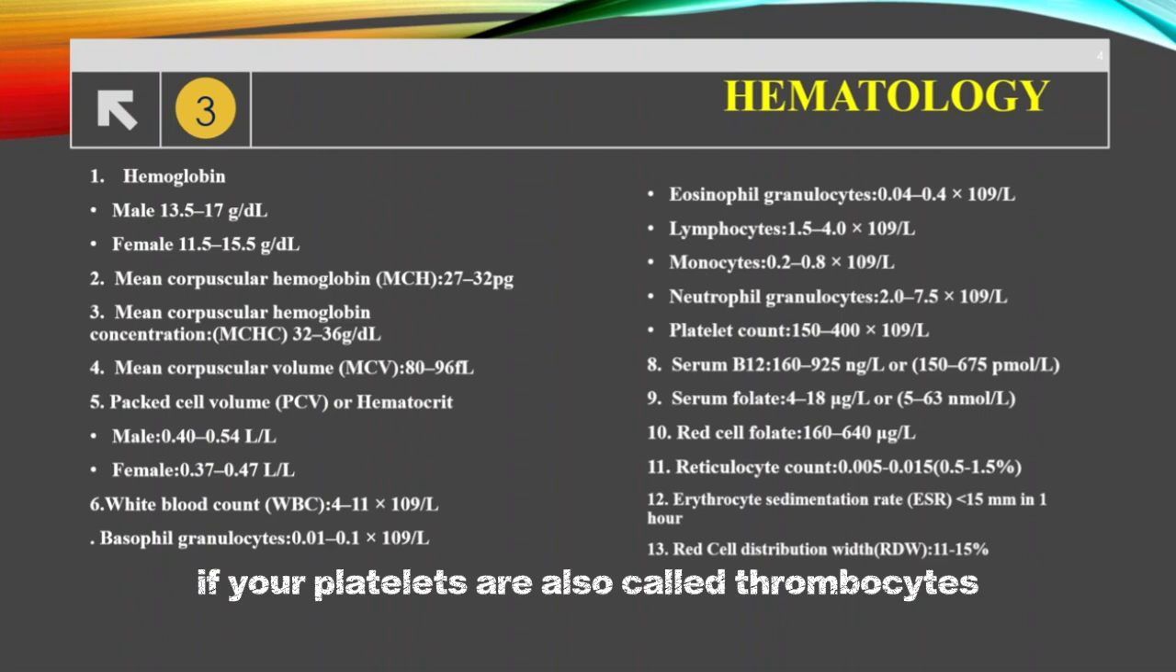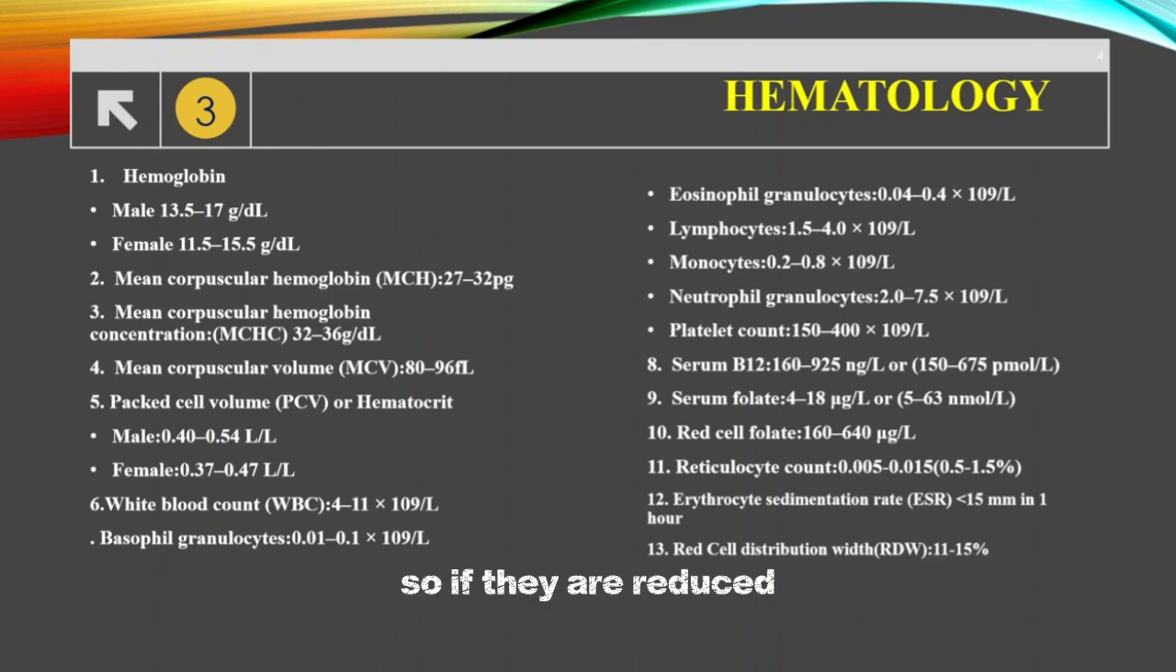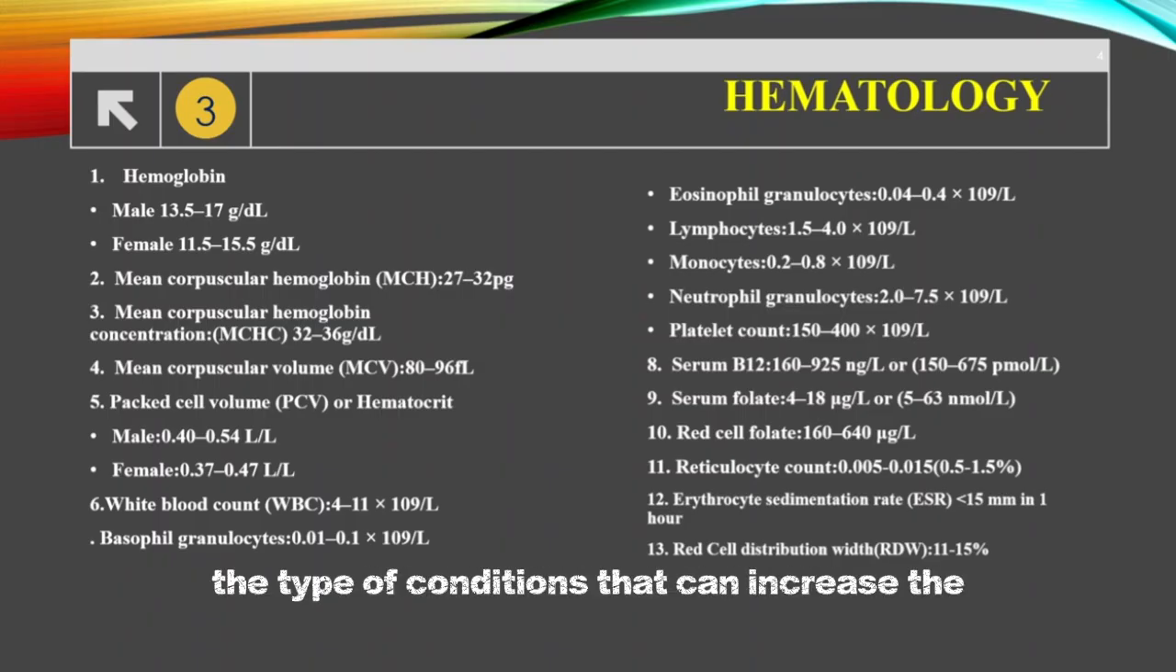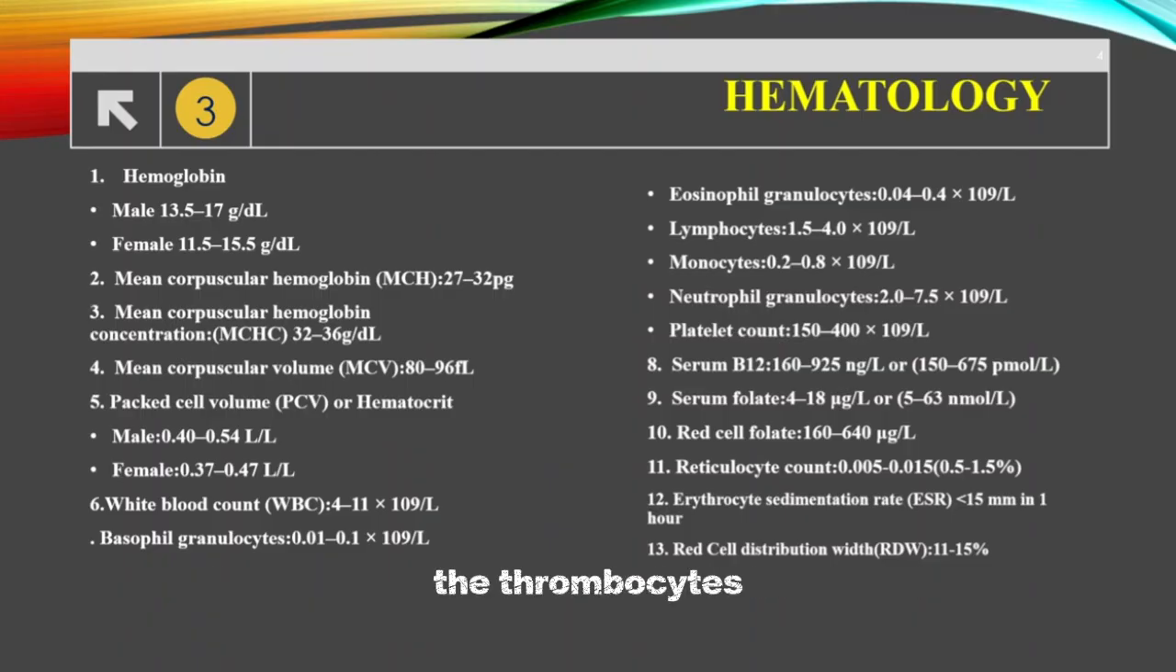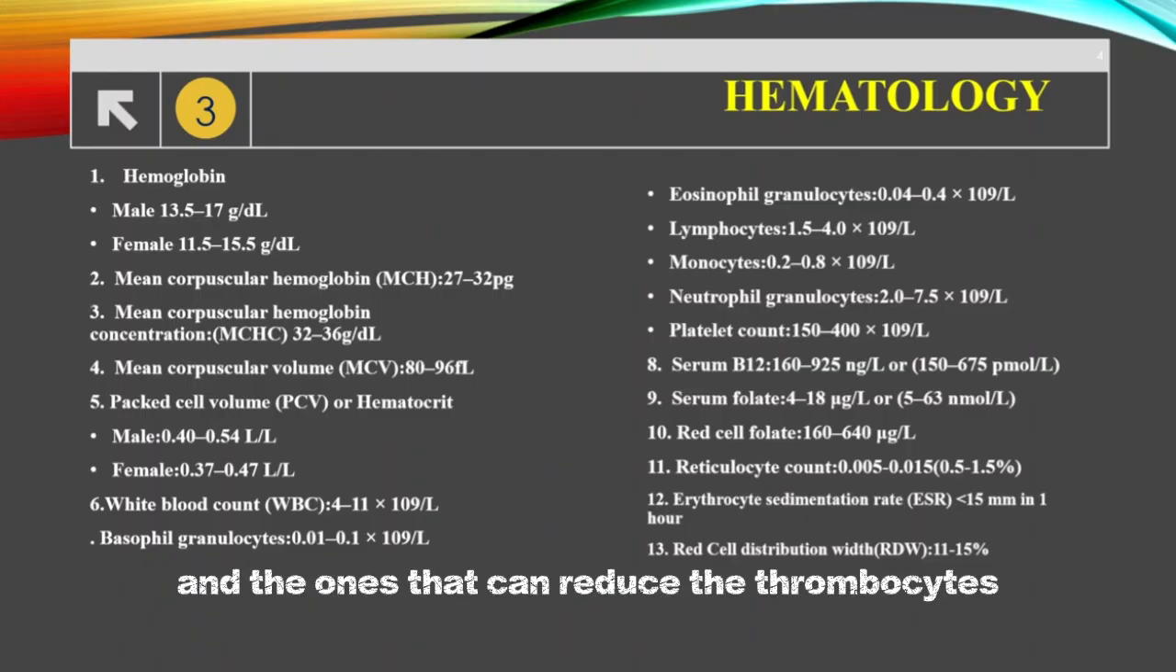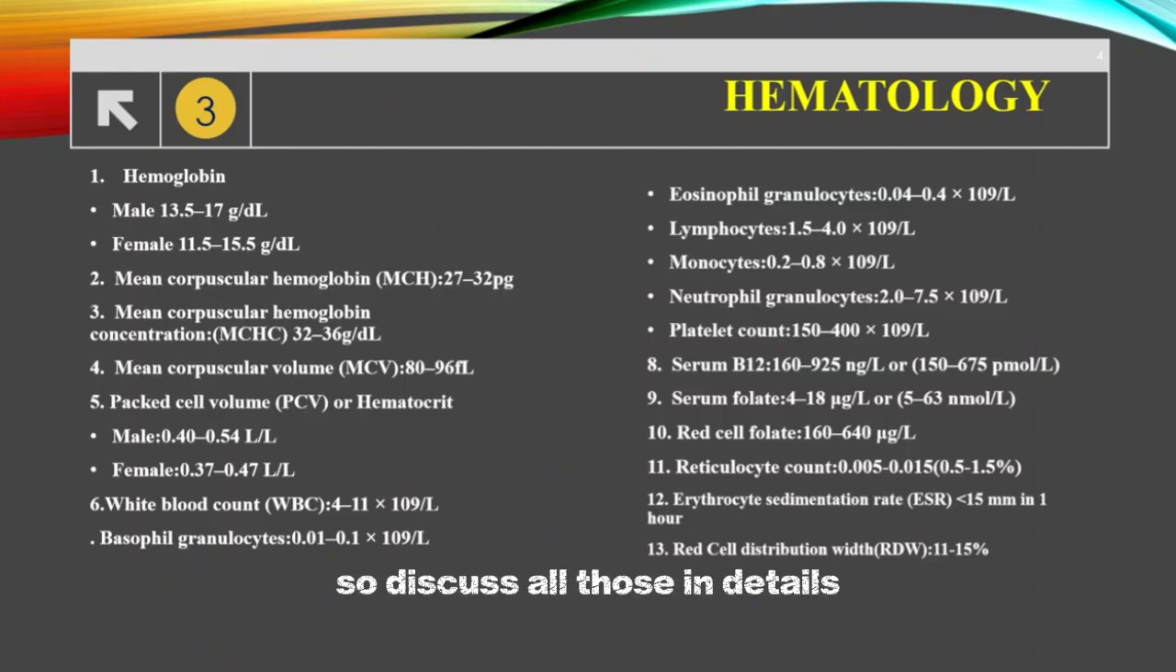Platelets are also called thrombocytes. So if they are reduced, we call it thrombocytopenia. If they are increased, meaning more than 400, it's called thrombocytosis. So you have a variety of conditions that can increase the thrombocytes, and ones that can reduce the thrombocytes. We'll discuss all those in detail when you start doing the conditions.